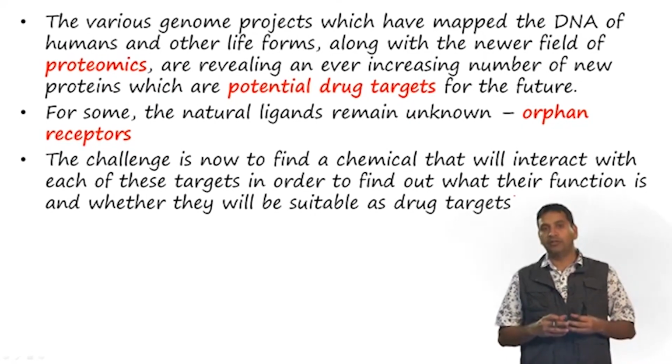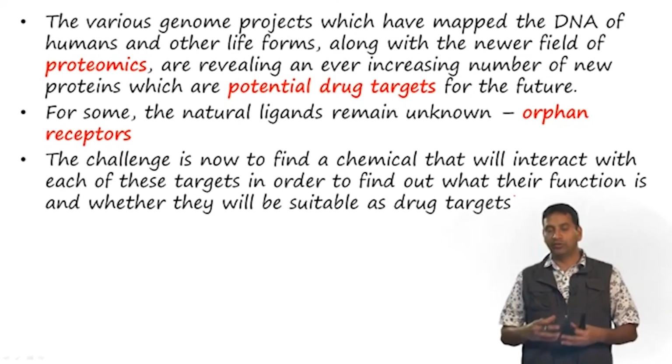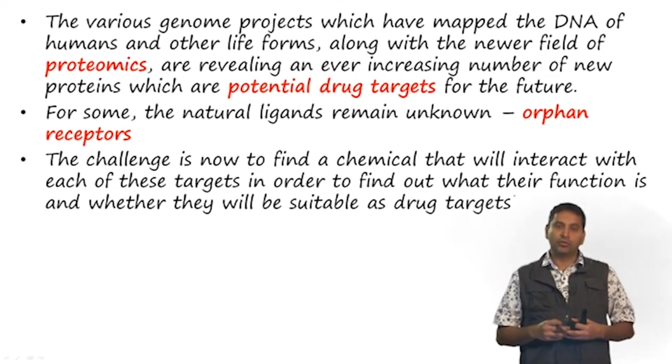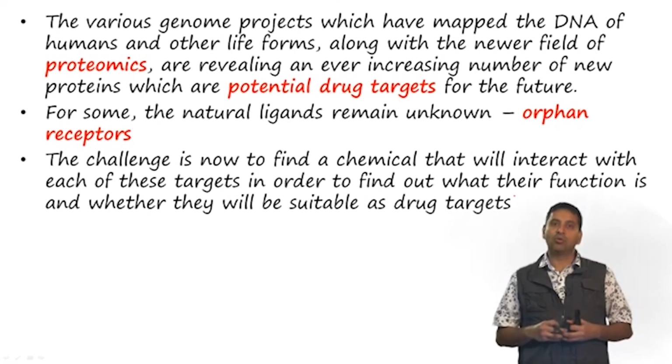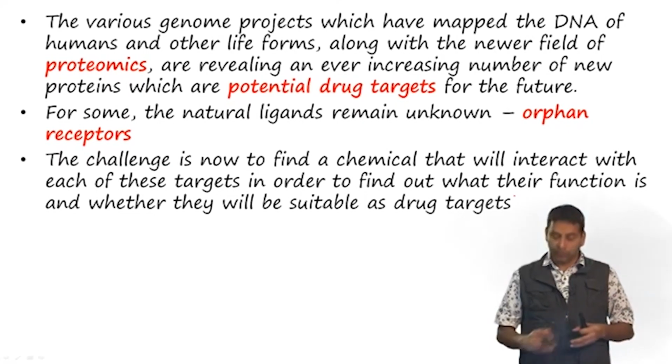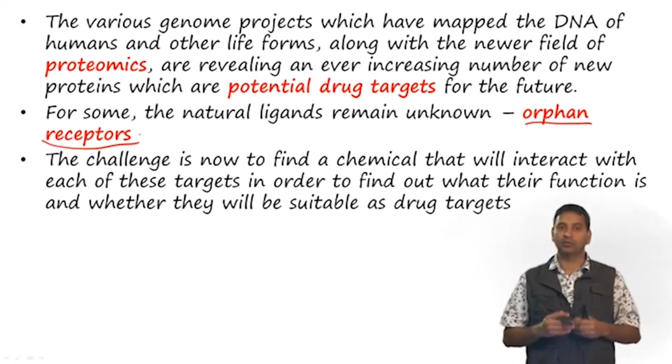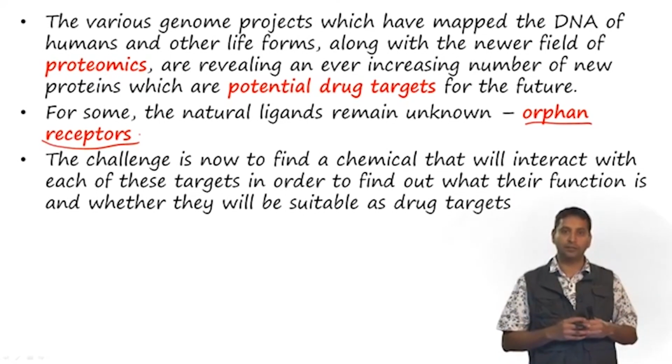And once we identify this drug target, then we need to be able to develop methodologies to target or to inhibit these proteins. There are also a number of natural ligands that are known, but we don't know what the targets are. So, these are termed orphan receptors because we are unable to characterize where this ligand is actually hitting.